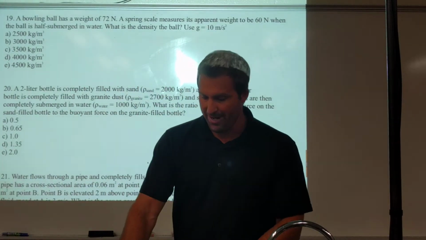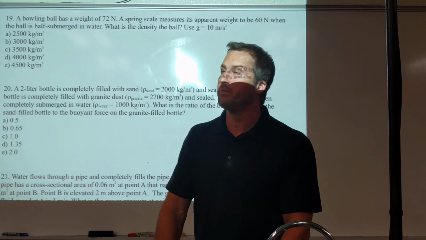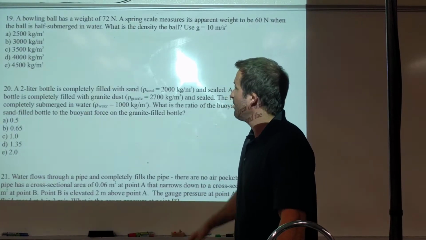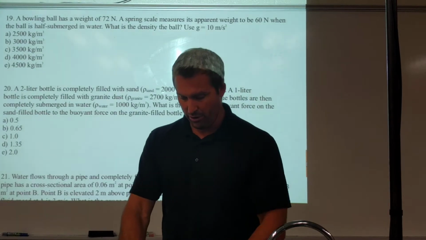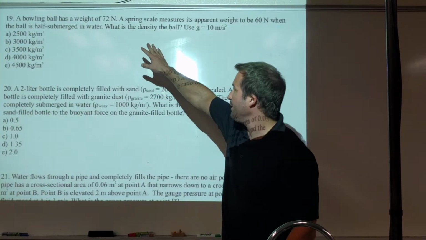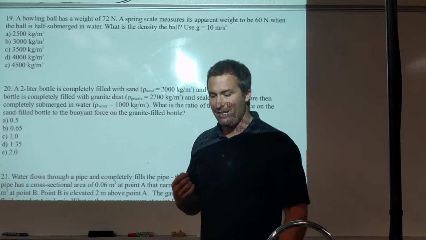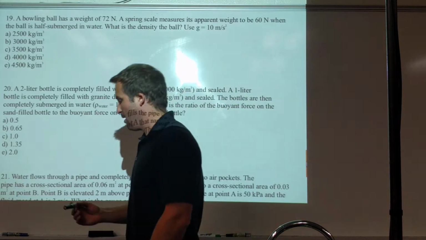All right, let's take a look at number 19, another fluids problem where we're going to be considering this bowling ball when it's half submerged in water here. So what do we have here? A bowling ball has a weight of 72 newtons. And I'll tell you what, right there, let's take that information and turn it into an equation.